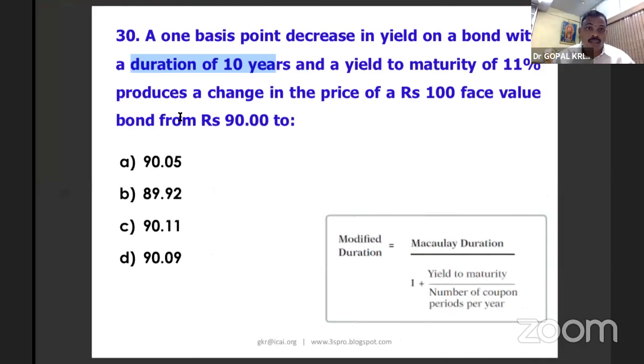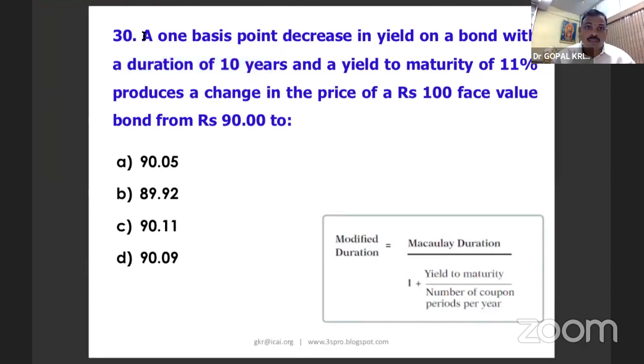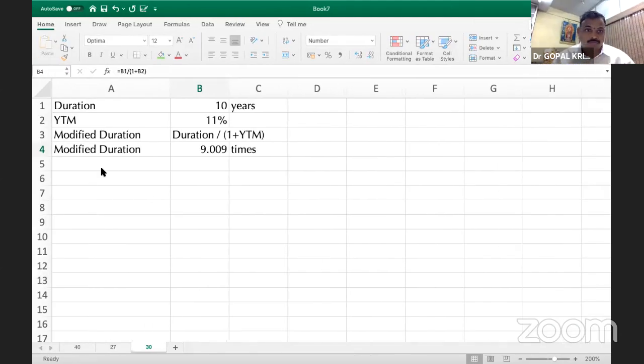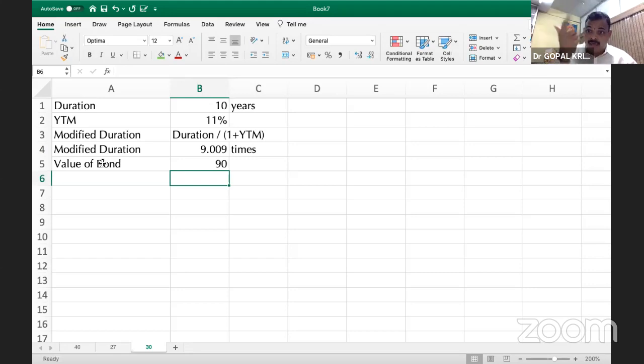So how do you then answer this question? There is a 1 basis point decrease in yield. So if there is a decrease in yield, there will be an increase in price. So what is your original price? 90 rupees. So what is the value of the bond? Value of the bond is 90. So from 90 it will go up.